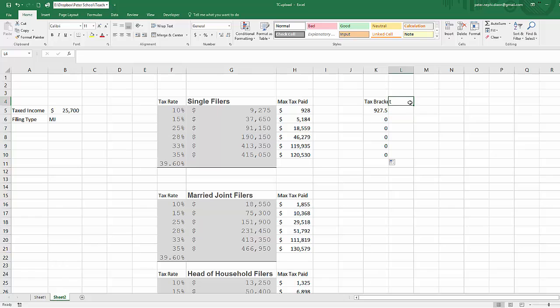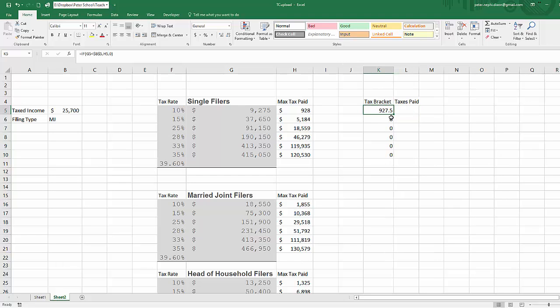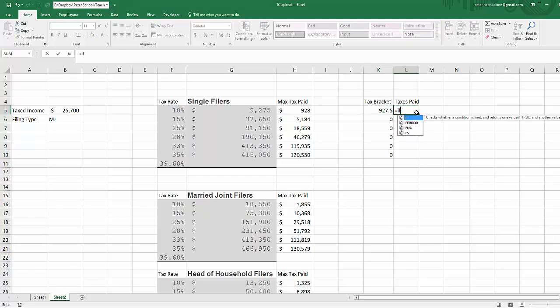Next thing that we're going to do is taxes paid. What this simply says is, this right here is indicating which one of these tax brackets we're falling into. So we do have income that falls into this tax bracket, and so we're going to be paying this entire amount. So we're going to say equals if this number is not equal to 0, then give me the maximum tax paid. If not, give me a 0. And then we're going to drag this all the way down.